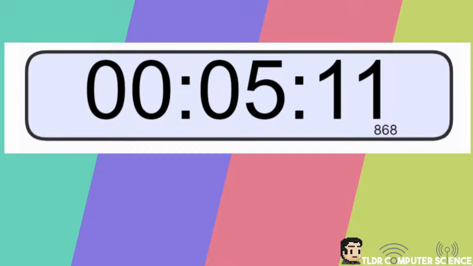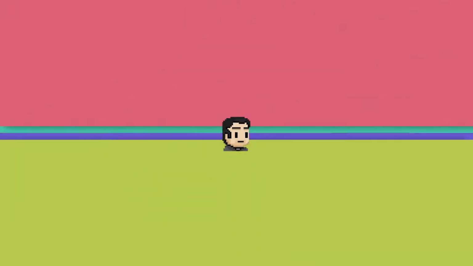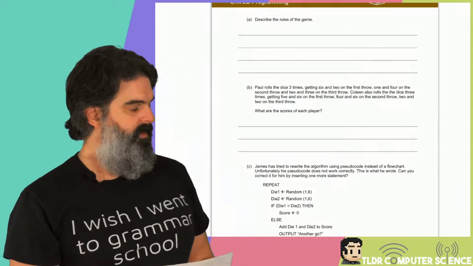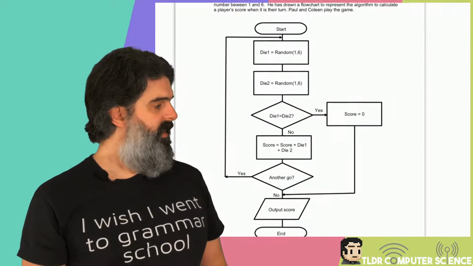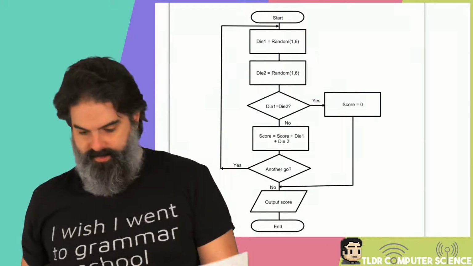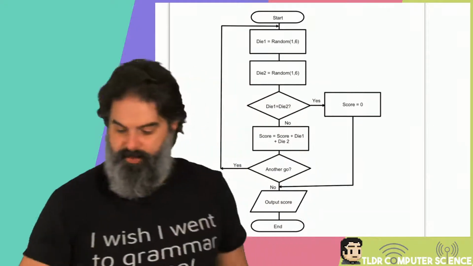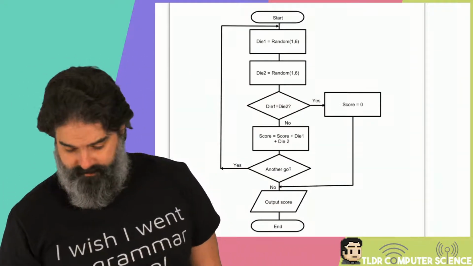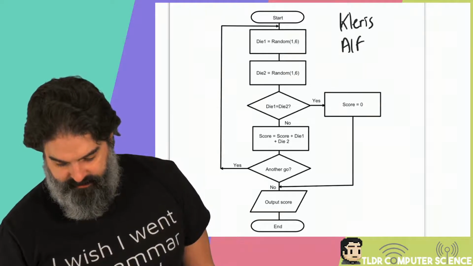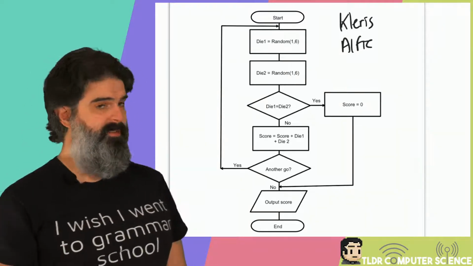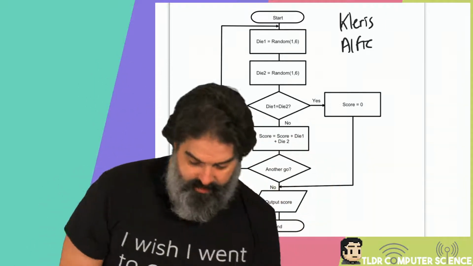So let's go back to looking at our problem, and let's see if we can get any closer to getting an answer. Let's review the flowchart again. So that's our flowchart. Maybe let's contextualize it. Let's put Clarice into the game. So Clarice and Alfie are my two players. Okay? So you guys are playing in this game now.